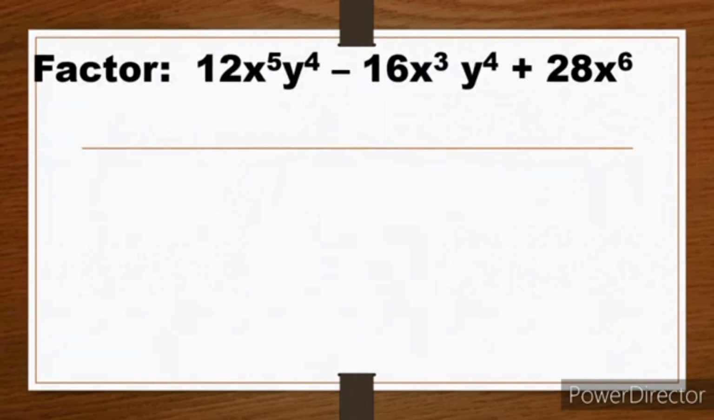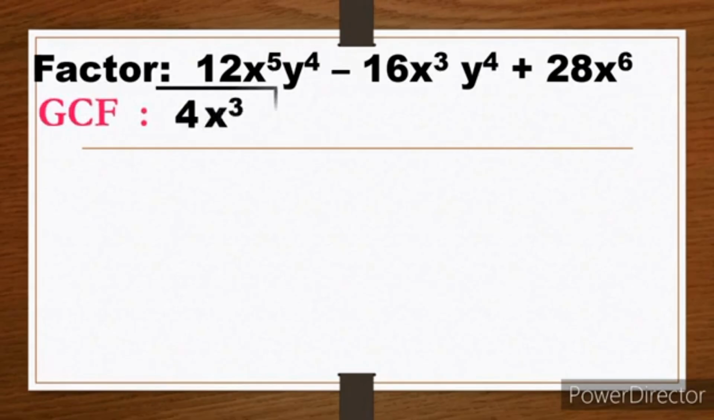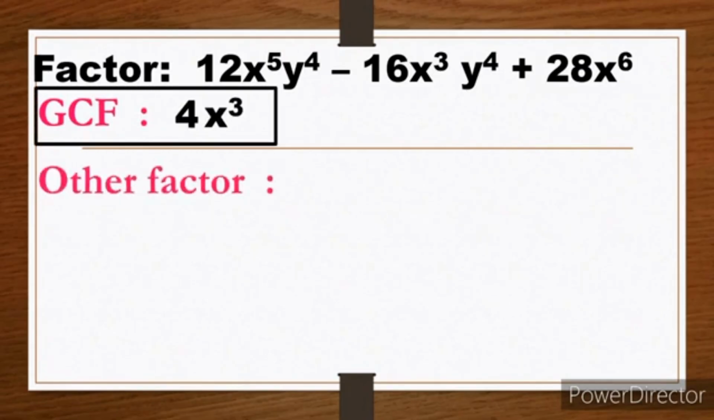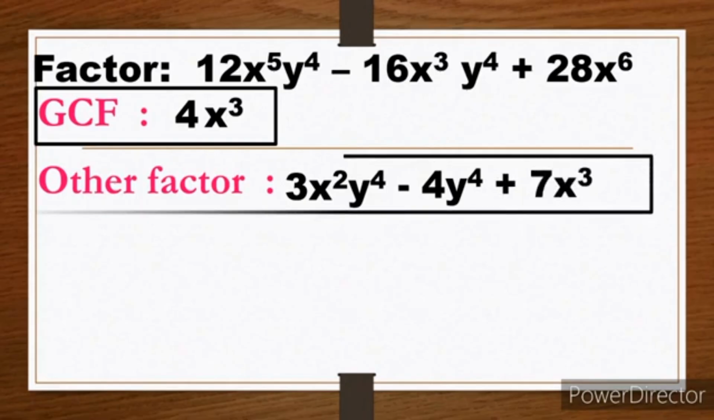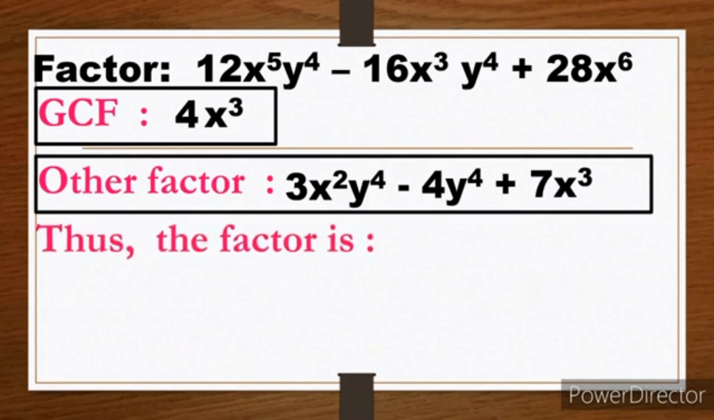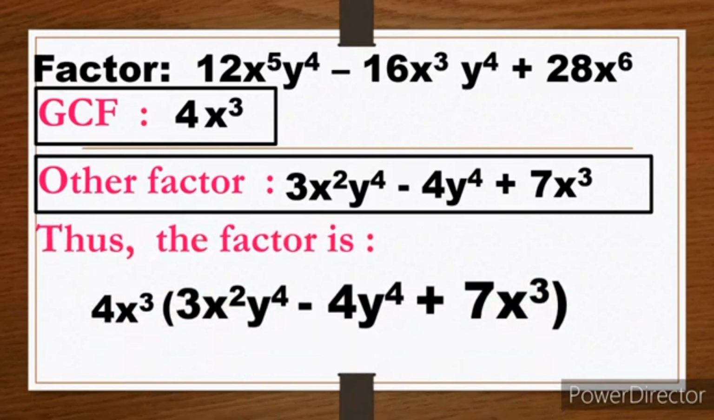Then again, to factor 12x raised to 5, y raised to 4, minus 16x cubed, y raised to 4, plus 28x raised to 6, the GCF is 4x cubed. And the other factor is 3x squared, y raised to 4, minus 4y raised to 4, plus 7x cubed. The factored form is 4x cubed times 3x squared, y raised to 4 minus 4y raised to 4 plus 7x cubed.